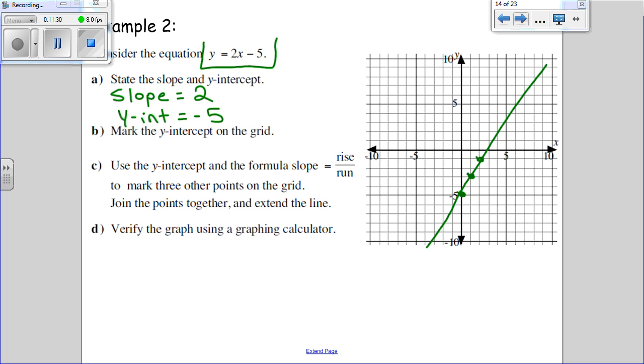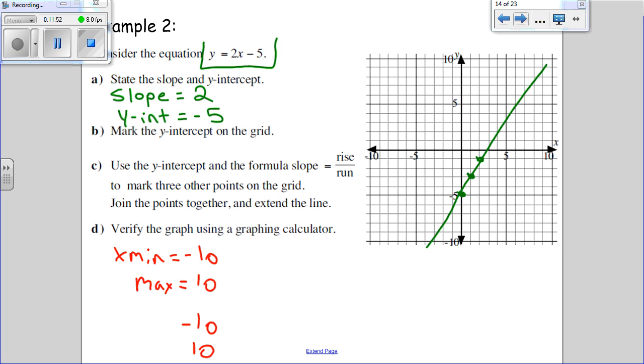Remember your standard window is negative 10, positive 10, negative 10, positive 10. So make sure if you do verify, you check that at home or on your own, you put it in your calculator with the same window that we have here. You should get the exact same one.